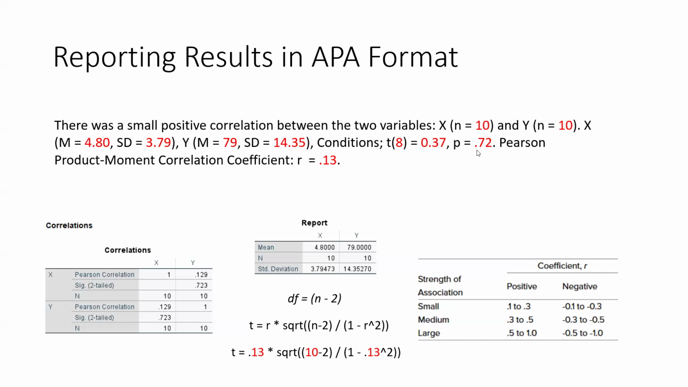Our p value is 0.72, and we get that from over here. It's two significant figures. So 0.723 in our output is 0.72, and the Pearson product moment correlation coefficient is 0.13, right there. And remember, that's what we were utilizing to determine the strength of association and whether it was positive or negative.